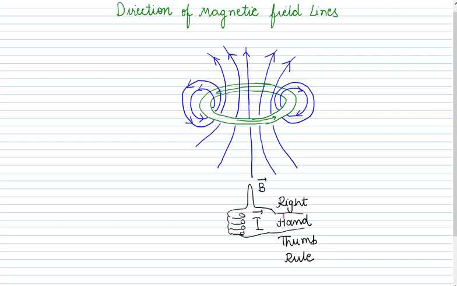So just use your right hand, and if you fold your fingers in the direction of flow of current, as shown in this diagram, then your thumb will be moving in the upwards direction. So the folded fingers show the direction of electric current, and your upward thumb will show the direction of magnetic field lines. Here you can see the direction of magnetic field lines. It is straight in the middle, then it bends like this. This is how you can draw the magnetic field lines.